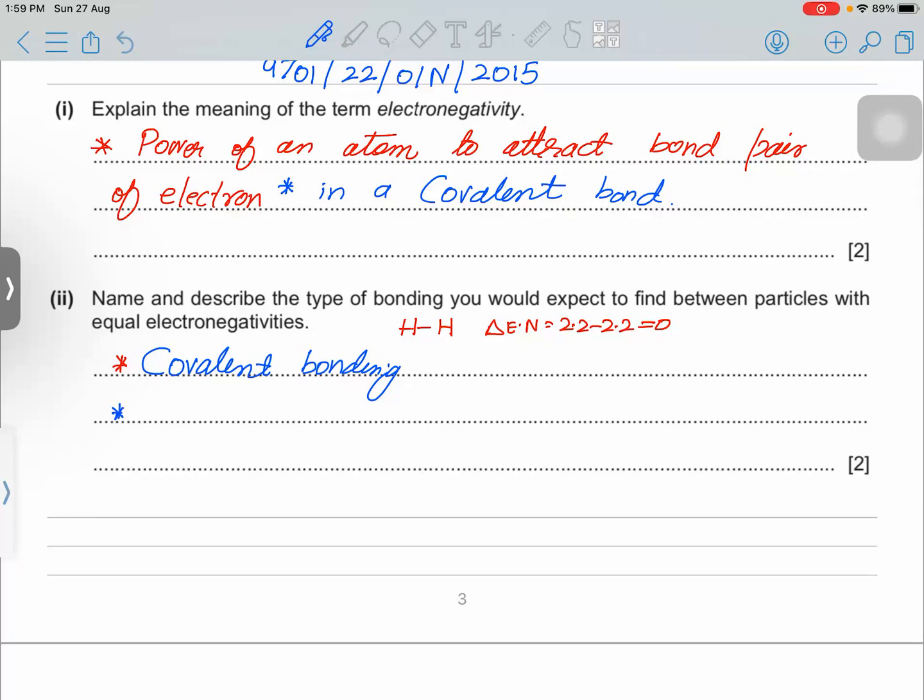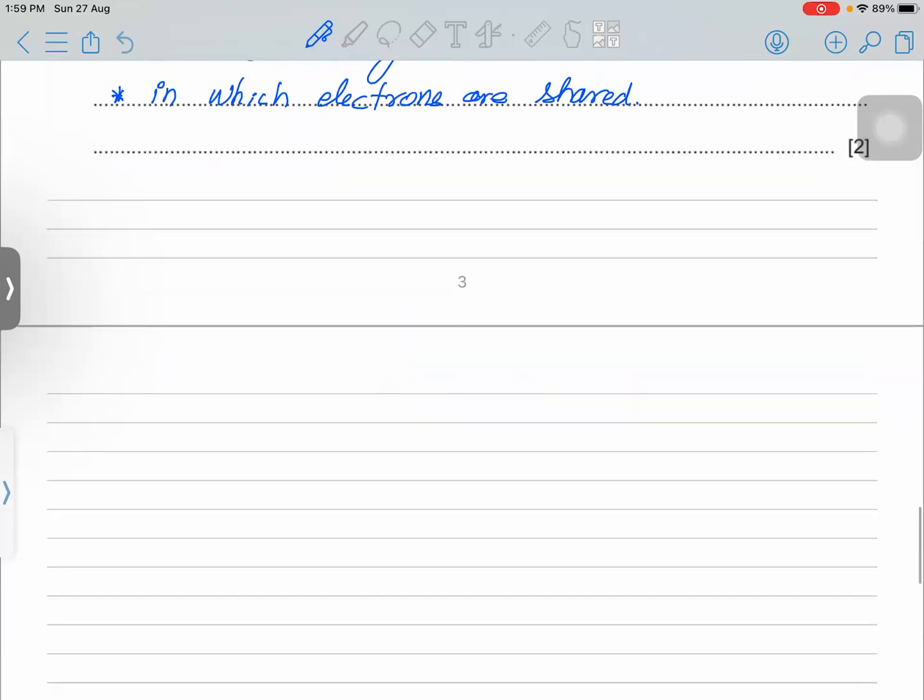It involves the sharing of electrons, and it only happens between two nonmetals. Exactly. Yes, you can say that between two nonmetals. But the answer is: covalent bonding in which electrons are shared. Now, next question.